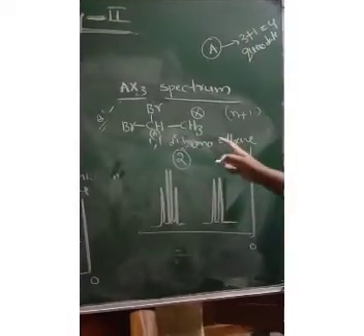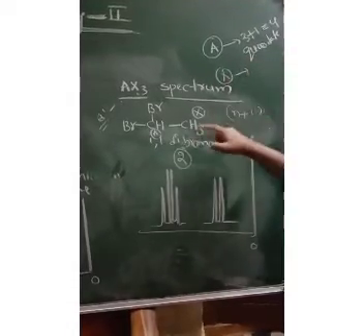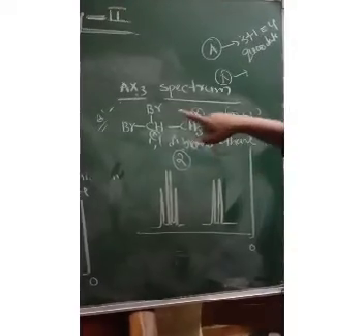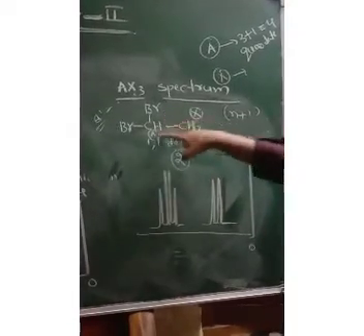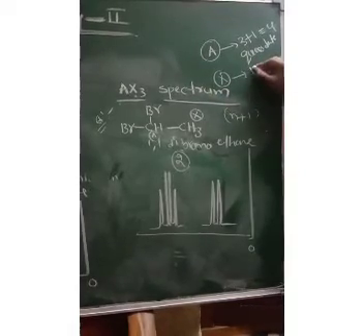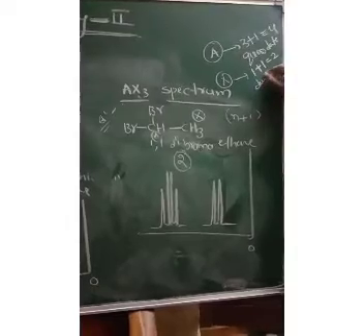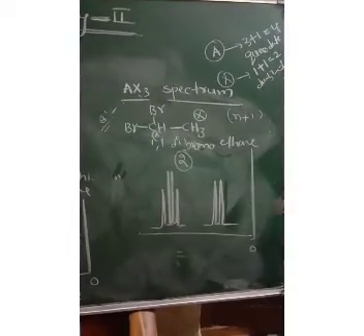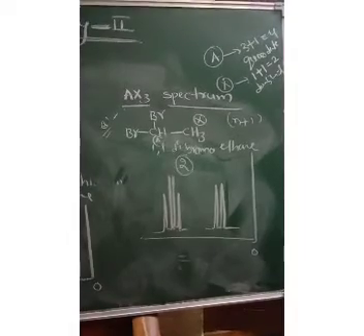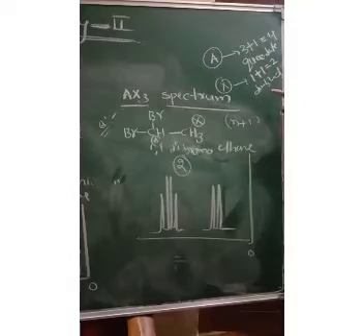Okay, so next the splitting for the X type of protons. This X type of protons has only one adjacent proton. Only one proton is present, that is the adjacent or neighboring proton. So 1 plus 1 equals 2, that is the doublet. So for this spectrum, 2 signals appear. The splitting of the 2 signals is one quartet and one doublet.